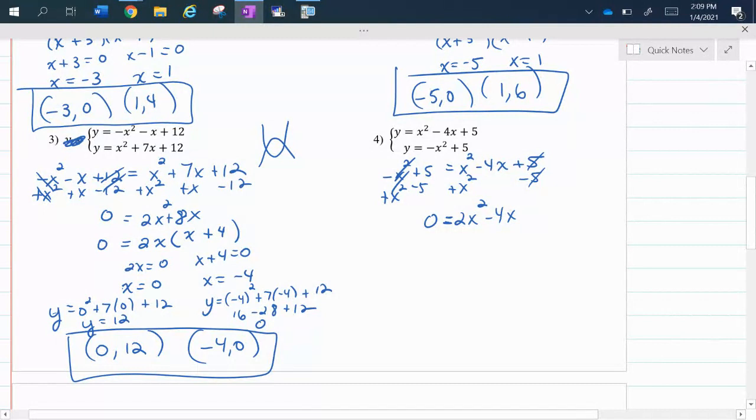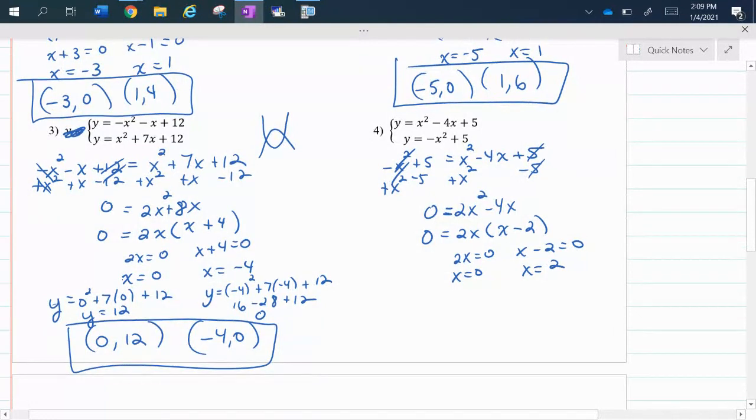So I look to see if I can factor it. And I always want to look for a greatest common factor first, which is what I see. And the greatest common factor is 2x again. And so I set each factor equal to 0. So I get x equals 0 and x equals 2. So once again, I have to plug each one of these x values back into one of the original equations to see what I get for y.